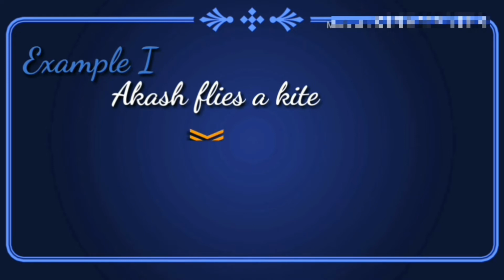Let's take example number 1. Akash flies a kite. तो इस सेंटेंस में एक्शन कहाँ हो रहा है? एक्शन हो रहा है flies में. So flies, it is our verb.